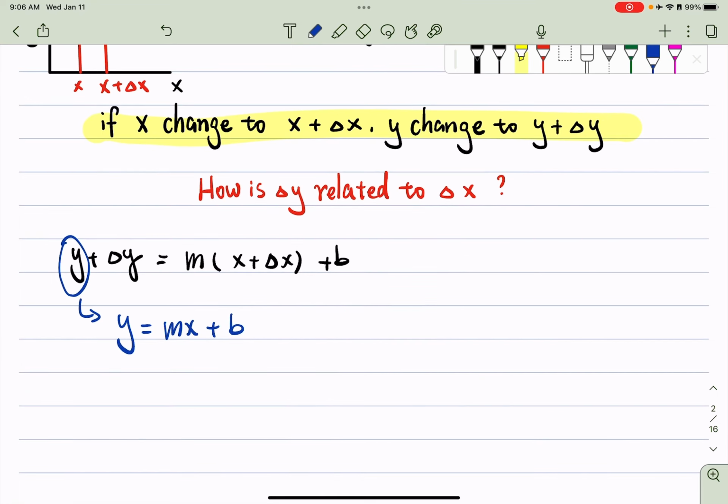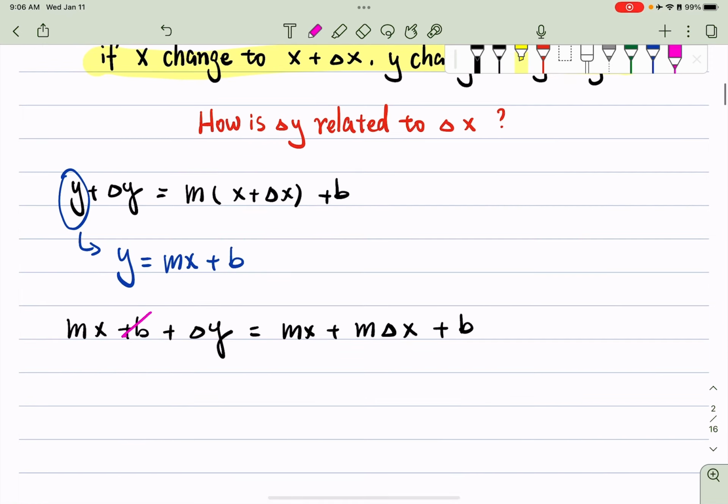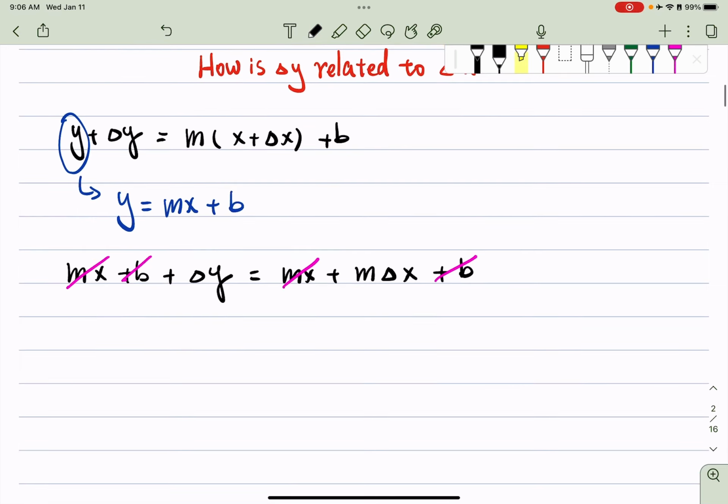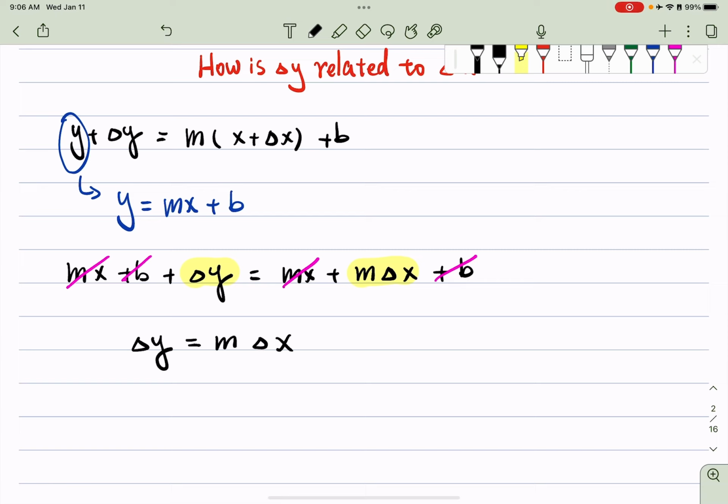And write out the terms. We have mx plus b plus delta y equals mx plus m delta x plus b. And now it becomes quite obvious. We can cancel out some of the terms here. mx also cancels out. So what we end up with is a simple relationship between delta y and delta x. So delta y equals m times delta x.